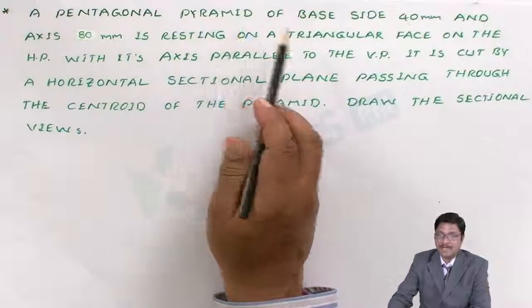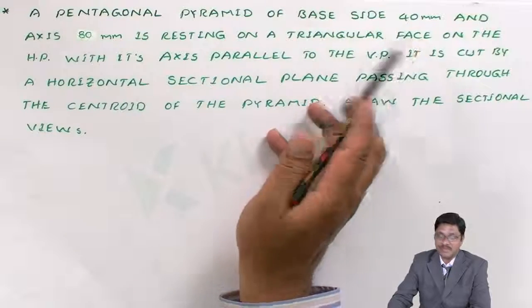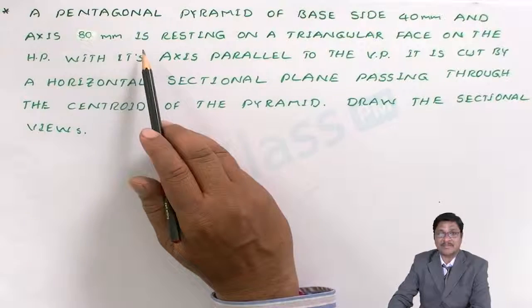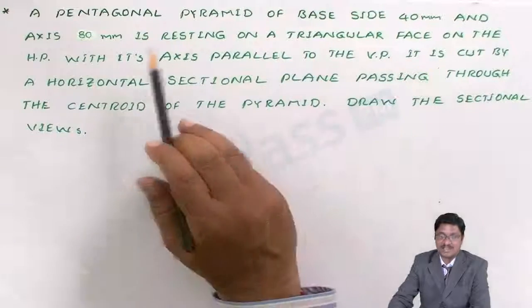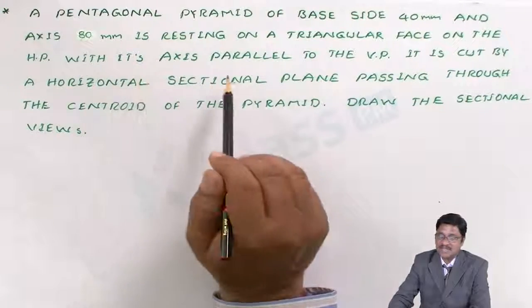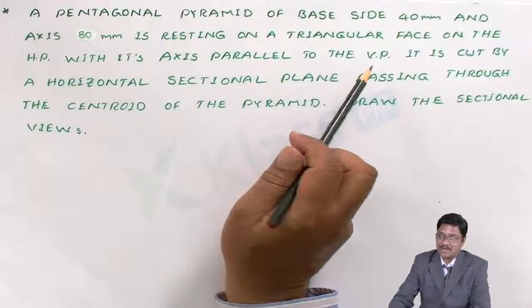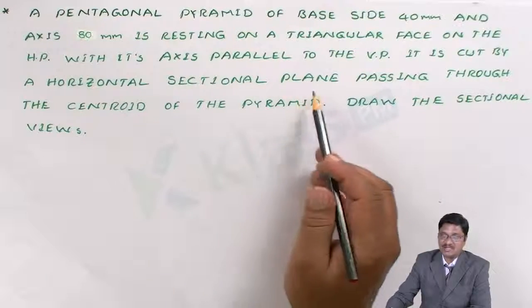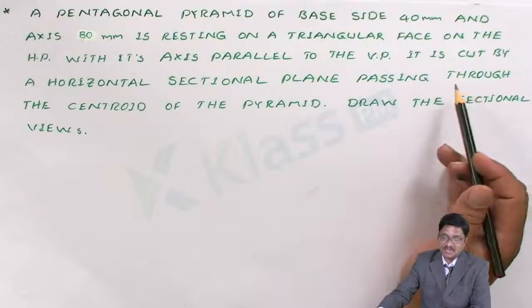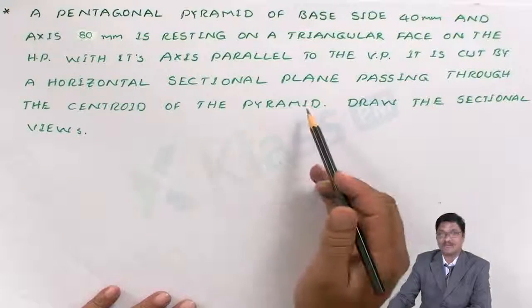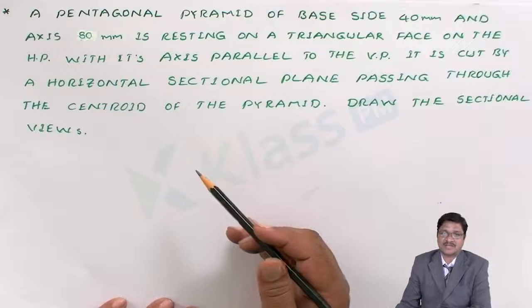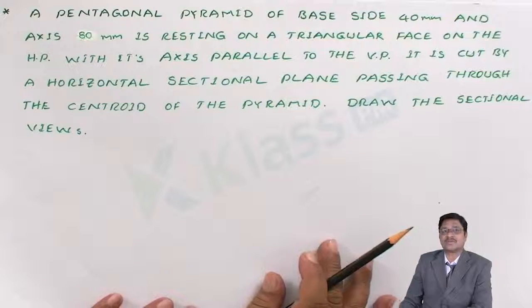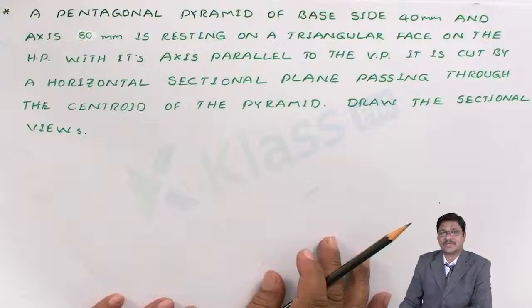A pentagonal pyramid of base side 40 mm and axis 80 mm is resting on a triangular face on the HP with its axis parallel to the vertical plane. It is cut by a horizontal sectional plane passing through the centroid of the pyramid. Here the question has been asked a little logically. Sometimes engineering fundamentals should also be kept in mind so that you can do it without confusion.